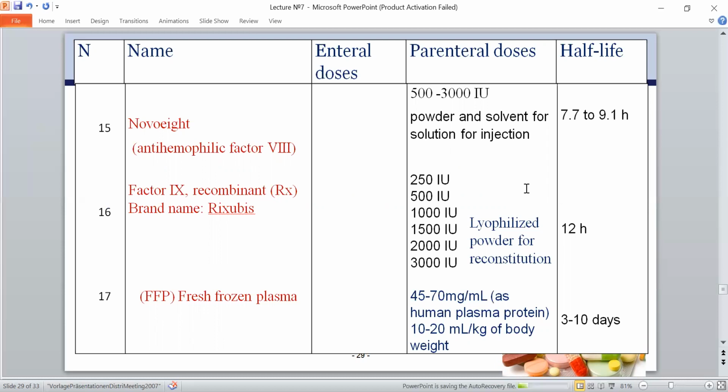FFP, fresh frozen plasma, parenteral dose 45 to 70 milligrams per milliliter as human plasma protein, 10 to 20 ml per kg of body weight, half-life 3 to 10 days.